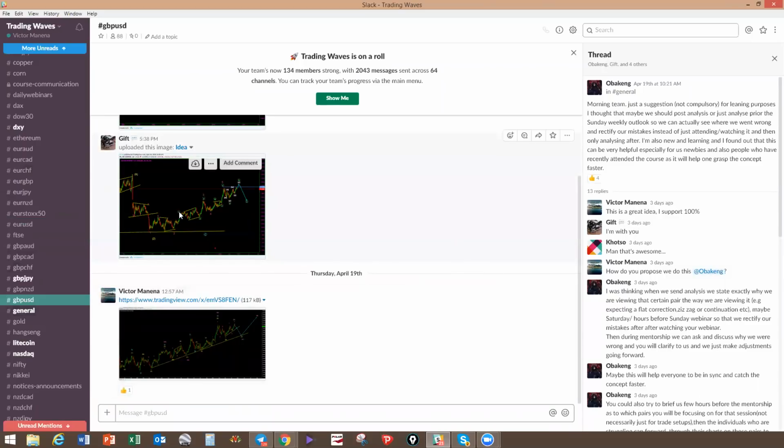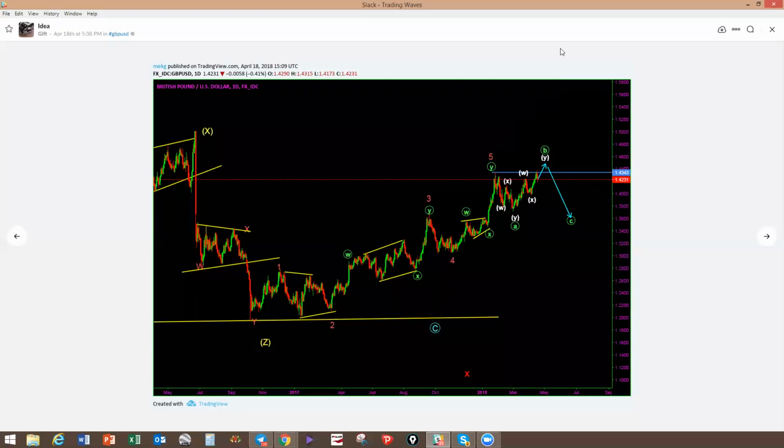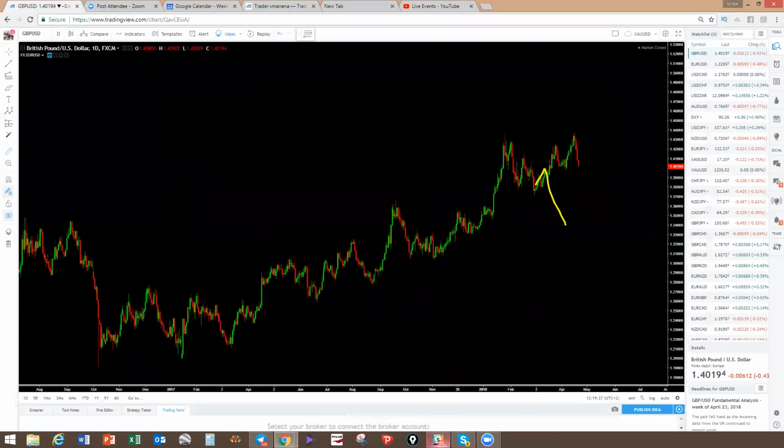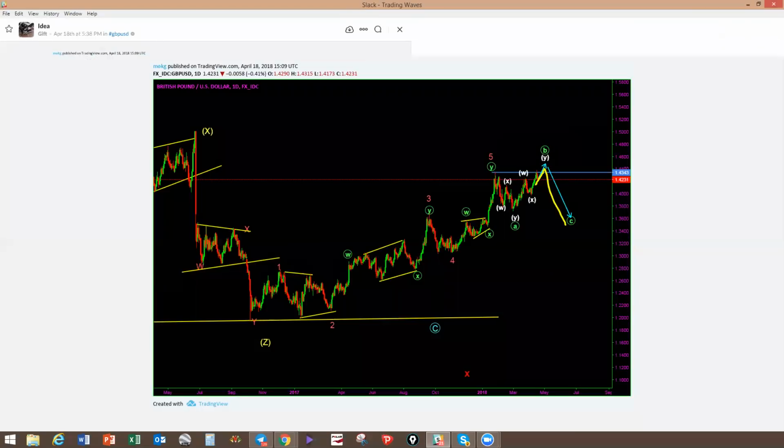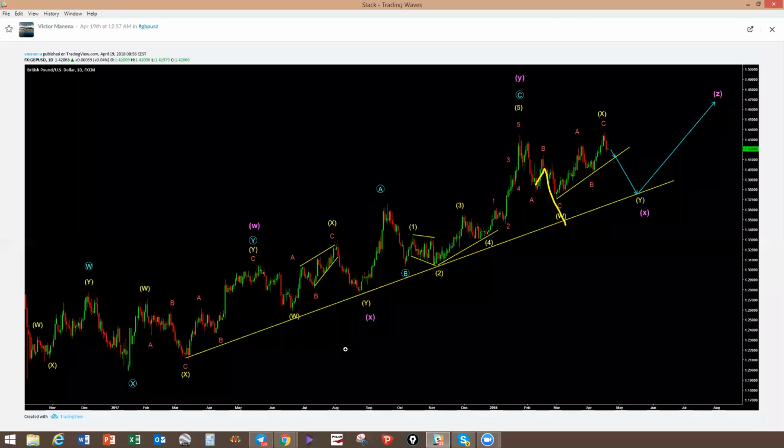This was the initial analysis. Before it happened, we were looking for it to break. You can see we were looking for it to break and then come down. So that's another thing when you trade: you don't want to chase, you want to anticipate the trades. So I want to show you the update when it was about to play out.